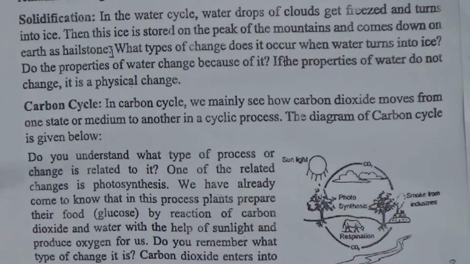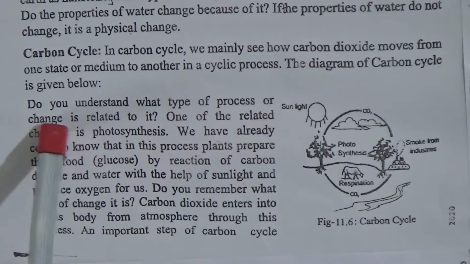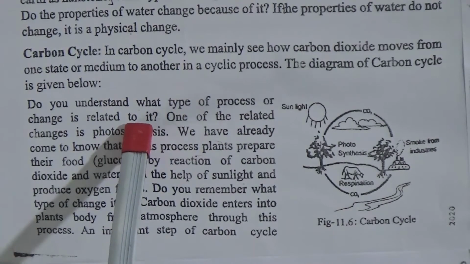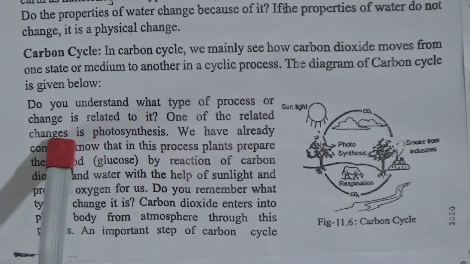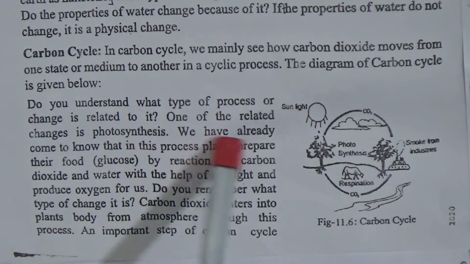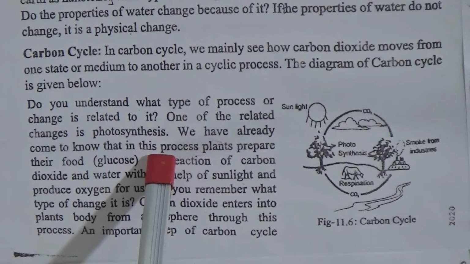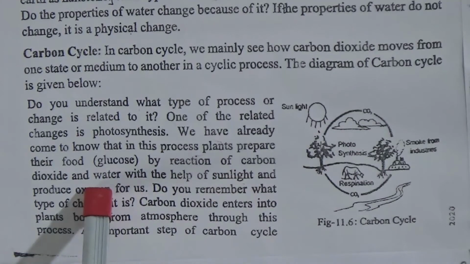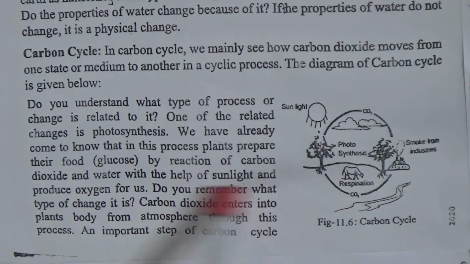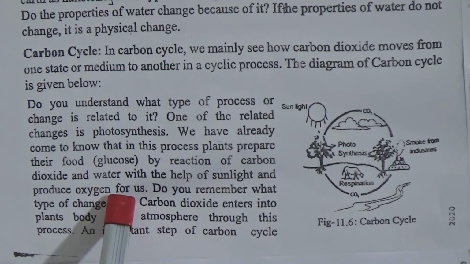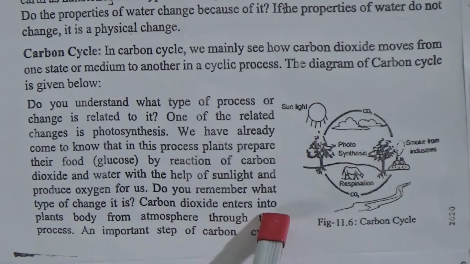Do you understand what type of process or change is related to it? One of the related changes is photosynthesis. We have already come to know that in this process plants prepare their food by the reaction of carbon dioxide and water with the help of sunlight and produce oxygen for us. Do you remember what type of change it is? Carbon dioxide enters into the plant body from the atmosphere through this process, and this is a chemical change.